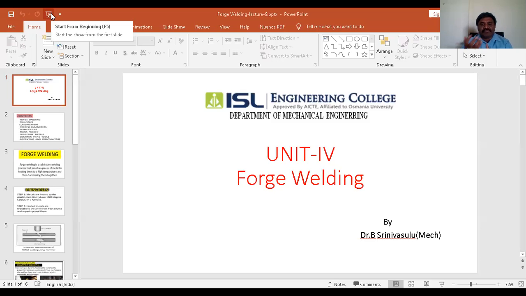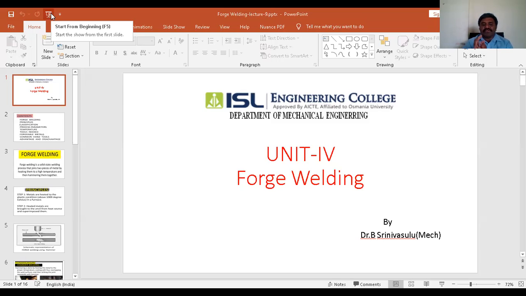Today we are going to discuss the manufacturing process of solid state welding. That is a very important topic, forge welding. Let's discuss the meaning of solid state welding. Before going to forging, see here, if I am saying forge welding, what is it? Before that we have to understand what solid state welding means.